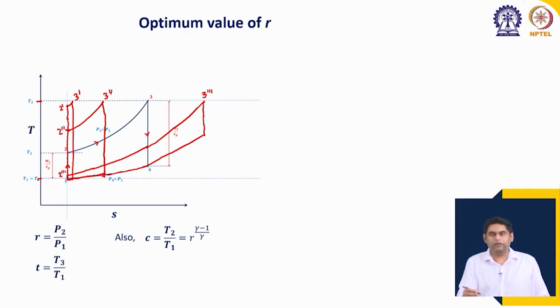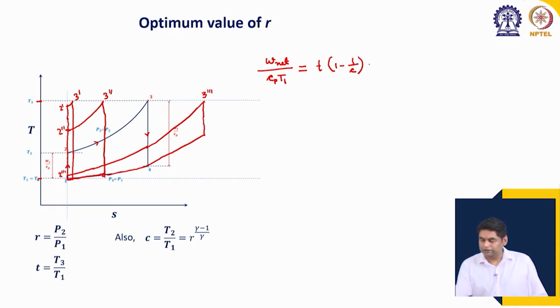It means that somewhere at a certain value of R, we will have a condition where the work output is maximum, and we want to find that. So, for that what do we do? We take the expression of the net specific work output, W net by CPT1, that we have already derived, and that is equal to T minus 1 by C, minus C minus 1.